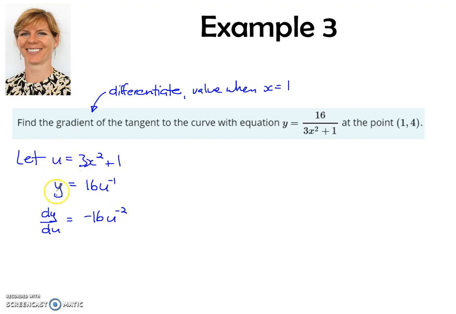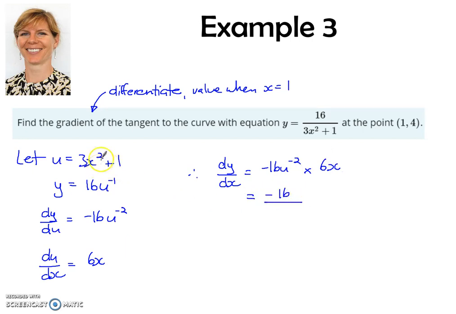And if I differentiate u with respect to x, du/dx, bring that down, 6x, of course that's just going to be 0, so just 6x. Therefore, dy/dx is this, negative 16 u to the minus 2 times this, which is 6x. Okay, and if I substitute that back in, I've got negative 16. I said u was this, 3x squared plus 1 squared times 6x.